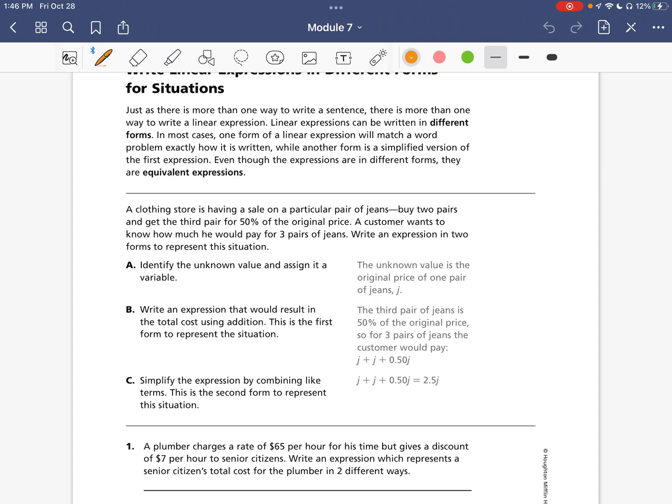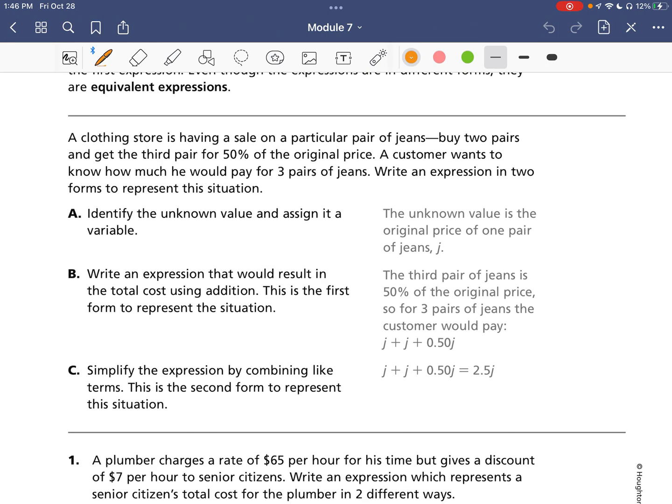So we're going to use J to represent our unknown value. We don't know how much each pair of jeans costs, so we can't figure out how much 50% of that is either. So we're going to assign J as a variable to our unknown value, to represent our jeans. And then we need to write an expression that would result in the total cost using addition. This is the first form to represent the situation.